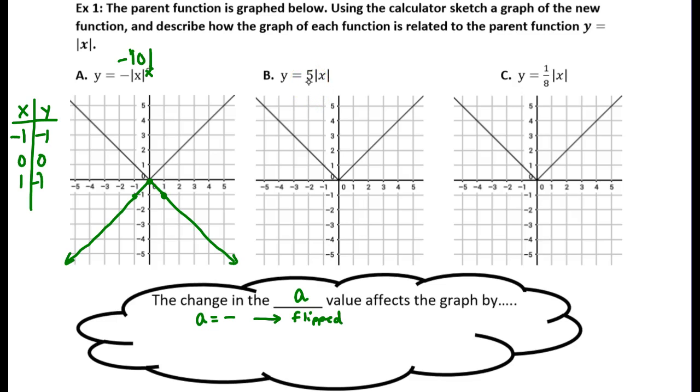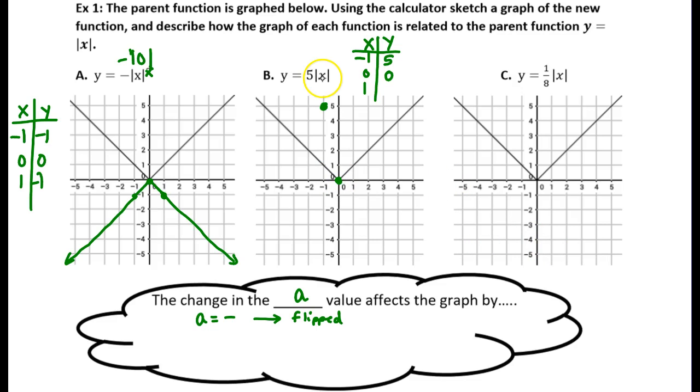Okay, let's take a look when a is equal to 5. So here I have y equals 5 times the absolute value of x. So again, I'm going to choose those same numbers, -1, 0, and 1 for x, and see what I get for y. So when I put in -1, the absolute value of -1 is +1. 5 times 1 is 5. So -1 all the way up to 5. When I put in 0, absolute value of 0 is 0, times 5 is still 0, so I get out 0, 0, so still at the origin.